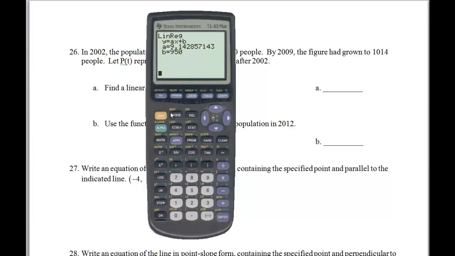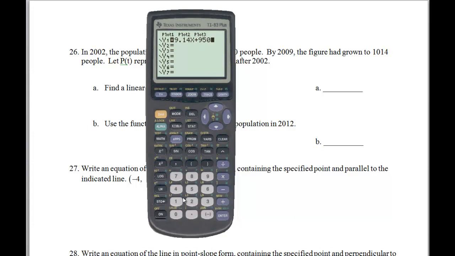And then to find out what it's going to be in 10 years, you can do one of two things. You can type in your 9.14 times 10 plus your 950. You can do that to get your answer for 10 years into the future. Or you could go to your calculator here. This is a skill we'll actually be using in our later sections. You can type in your 914x plus your 950.